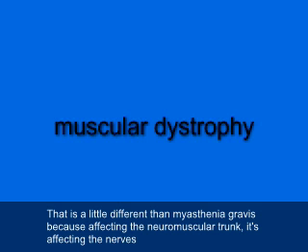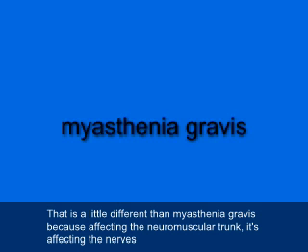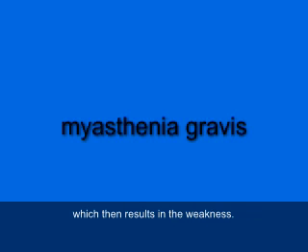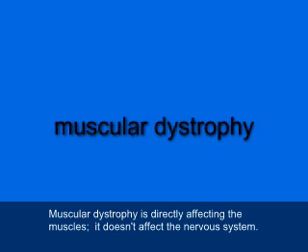That's a little different than myasthenia gravis because it affects the neuromuscular trunk, it's affecting the nerves, which then results in the weakness. Muscular dystrophy is directly affecting the muscles. It doesn't affect the nervous system.